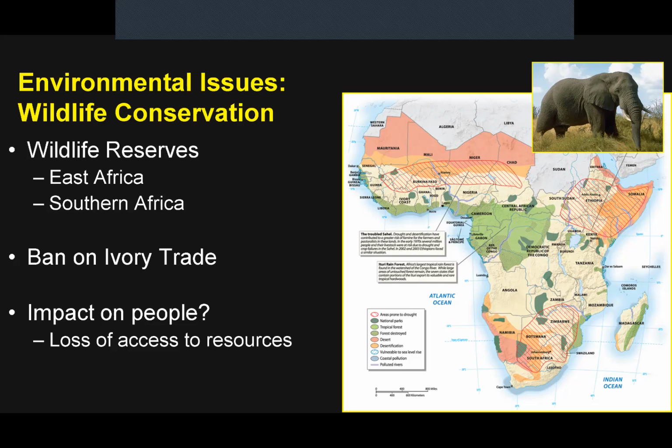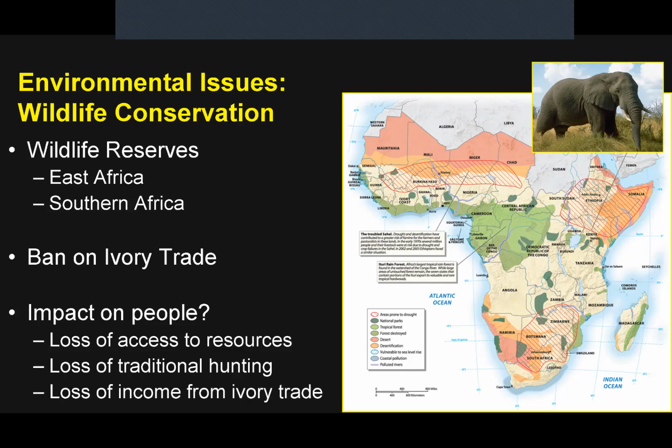But some of these reserves and the ban on ivory have had impacts on people. Many of them lose access to their resources, loss of traditional hunting grounds, and loss of income from the ivory trade. So there's a much larger debate to have about this. I'll give you one of them. There's a couple concepts. One is called fortress conservation. That means that they should have armed guards, fences, and just keep people out by force.